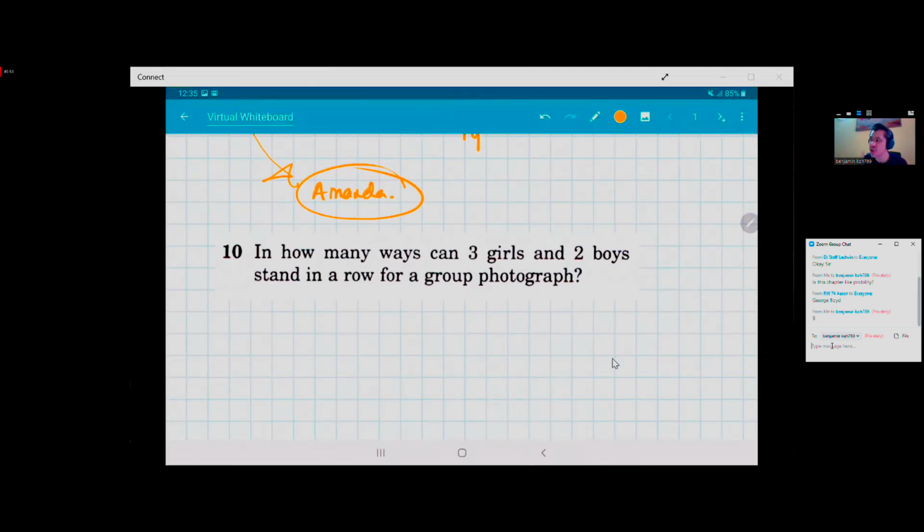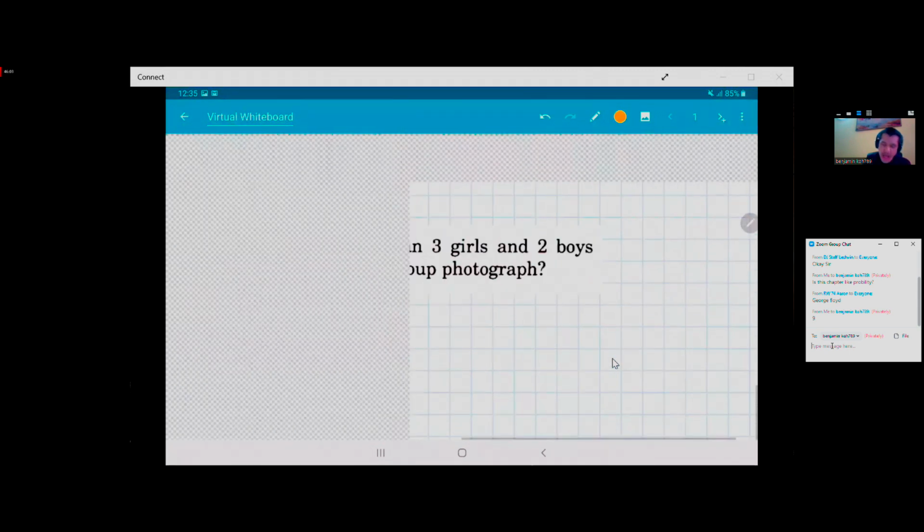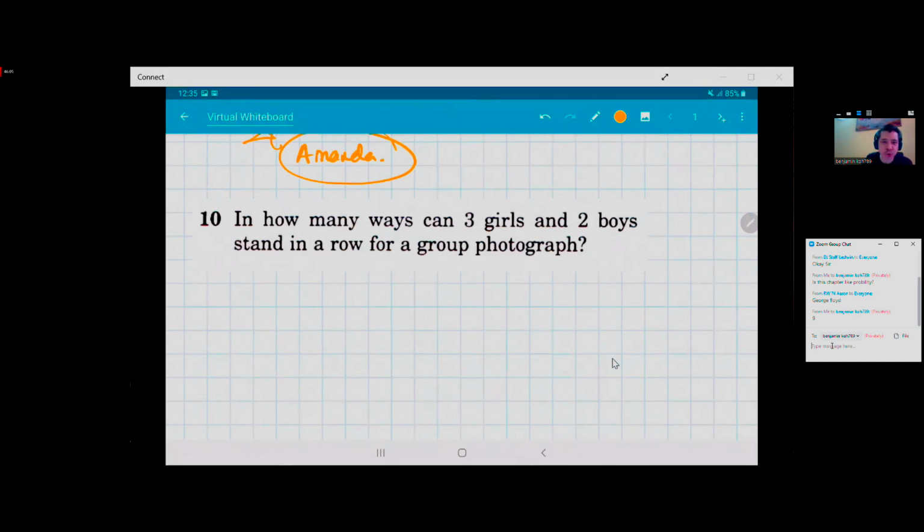Because again, students always make very, very careless mistakes. Guys, can you try and find your answer for number 10? So for number 10, it says here, how many ways can 3 girls and 2 boys stand in a row for a group photograph? Berapa cara 3 perempuan dan 2 lelaki dapat berdiri dalam satu baris untuk mengambil gambar?